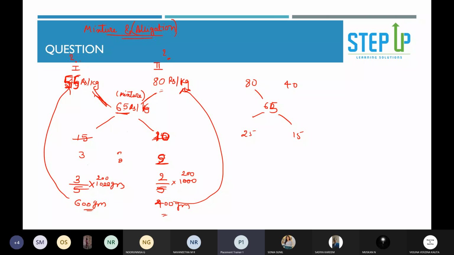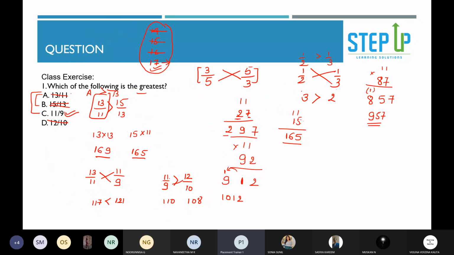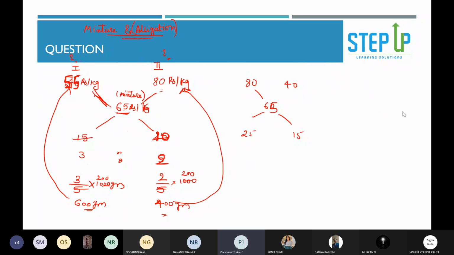Yes. No? Right. So let's try one question. I'll give you some questions next time. Next time we'll solve level 1 questions, and some other level questions also.